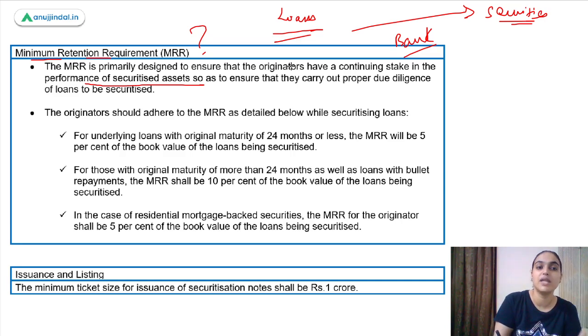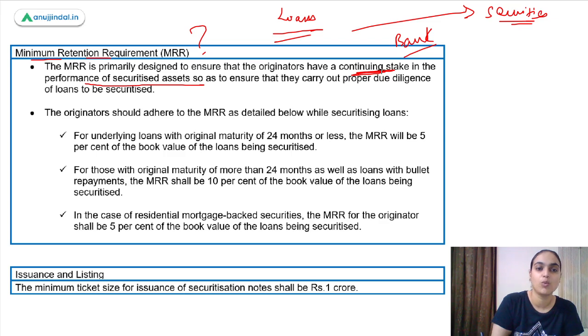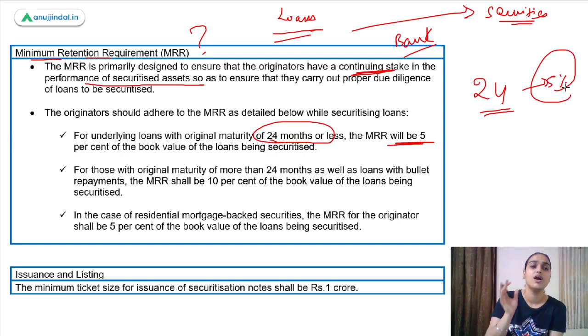So what is the minimum retention requirement, minimum stake of bank that is required in such loans that are securitized? Banks ko kuch stake rakhna hoga un loans mein jinhe wo securitize kar raha hai. So what is that minimum requirement? For loans with original maturity of 24 months or less, it is 5% of the book value of loan being securitized. So 24 mahine ya usse kam ke maturity wale jo loans hain usme 5% of the book value of loans jinhe aap securitize kar rahe ho, uska stake usme bank ka stake hona chahiye.